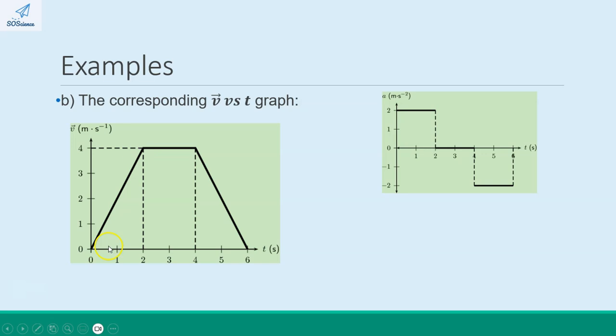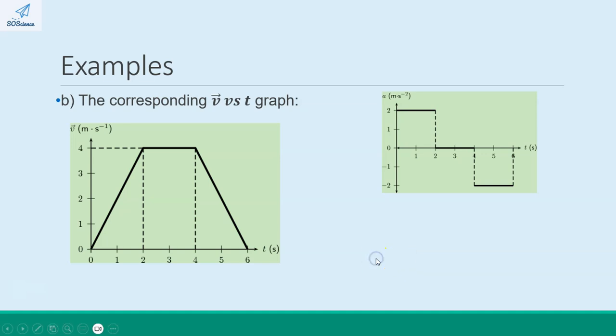So to draw the corresponding velocity time graph, we know that we're going to have a straight single gradient line from 0 to 4 meters per second. The car then travels for the next 2 seconds at a constant velocity of 4 meters per second. And then it is going to slow down over the last 2 seconds, but still in the positive direction. So still in the first quadrant of the graph.